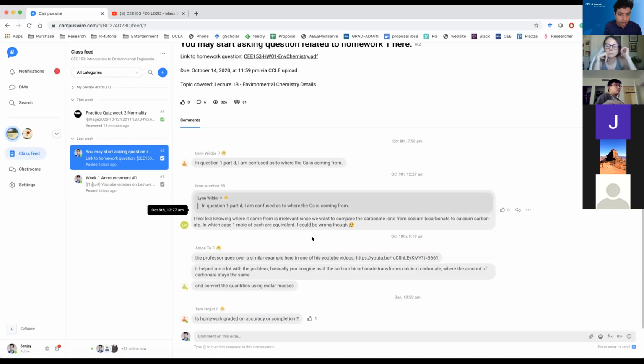I didn't read many of these comments here, but I will read this one: is homework graded on accuracy or completion? So here is the trick. Homework one is not graded for accuracy. This only applies to homework one, because this is background material, and I'm not really looking for whether it is correct or not. But homework two and everything else will be graded by Gradescope, so that will have at least some degree of accuracy.